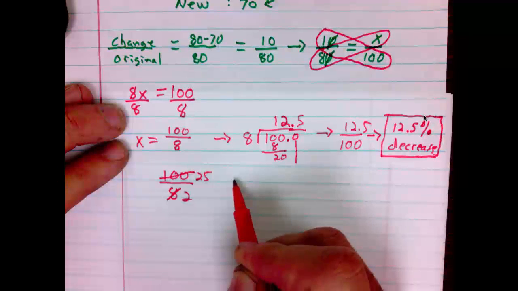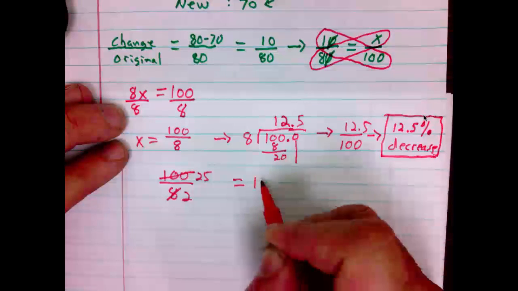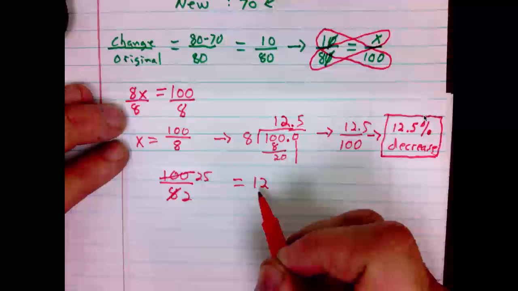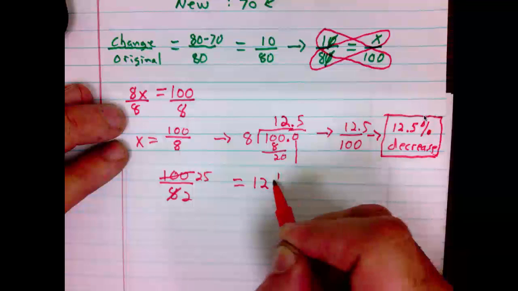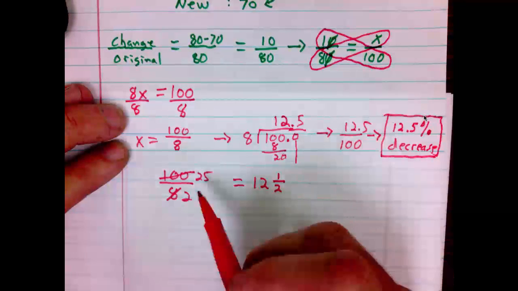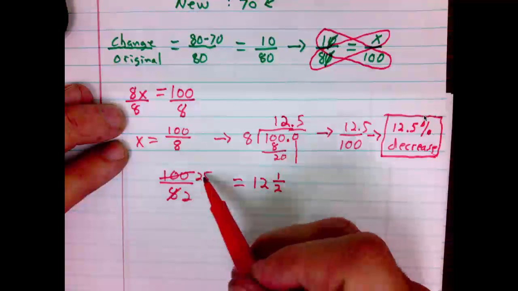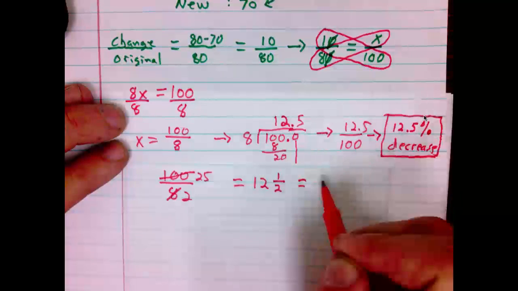Now consider making this a mixed number. 2 goes into 25. How many times? 12 entire times. 2 times 12 is 24. 25 minus 24 is 1. The 2 becomes the denominator. So 100 divided by 8 is the same as 25 divided by 2. That's 12 and 1/2, which is clearly the same as 12.5.